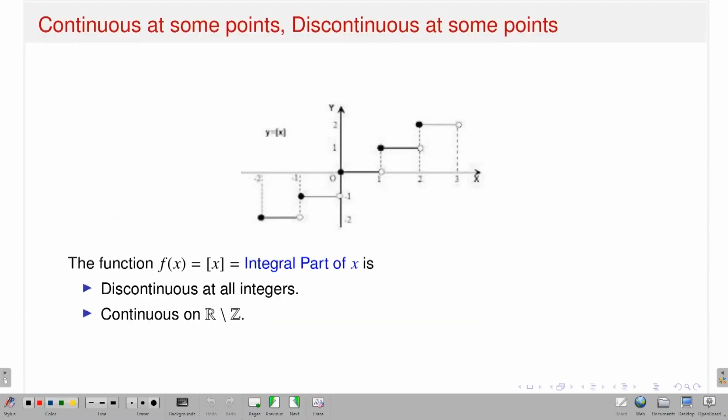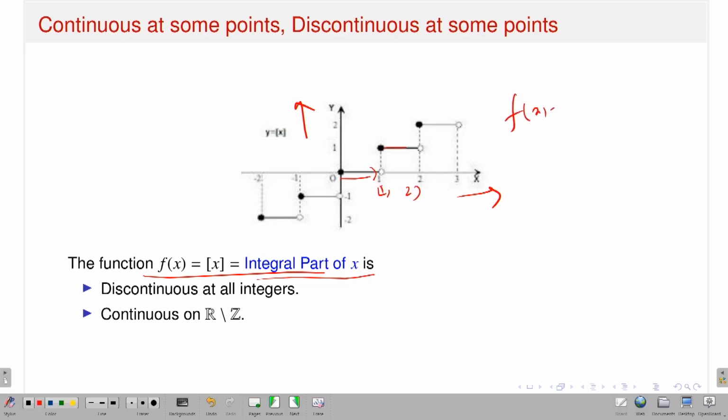Okay. Another function is continuous except that it has discontinuities at points. For example, f(x) is equal to floor of x, sometimes called the integral part of x. This is the picture I have drawn here. This is my x axis, this is my y axis. So, from closed 0 to open 1, it takes the value 0. But whenever it crosses 1, from closed 1 to open 2, it takes the value 1. So, I can write it like that.